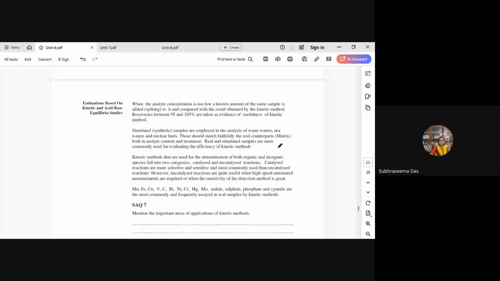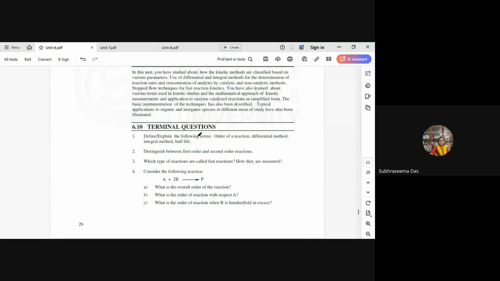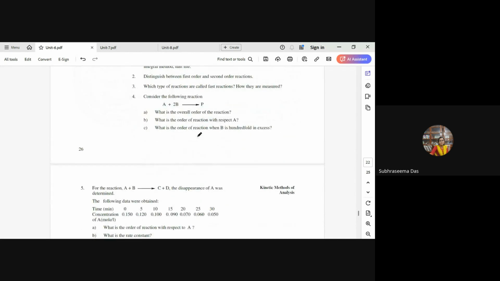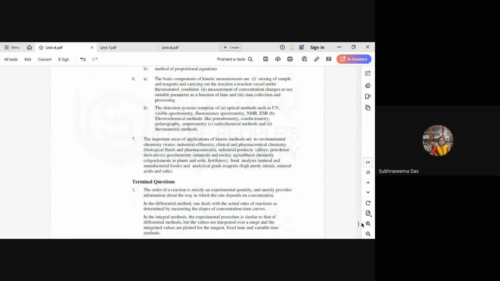However, the uncatalyzed reactions are quite useful when high speed automated measurements are required or when the sensitivity of the detection method is great. Now, various metals like manganese, iron, copper, vanadium, cobalt, bismuth, nickel, chromium, mercury, molybdenum, and ions like sulfide, phosphate, and cyanide are the most commonly and frequently assayed in real samples by different kinetic methods. So this is the application of different kinetic methods. Here some questions have been given for self practice along with their answers, and you can go through them.